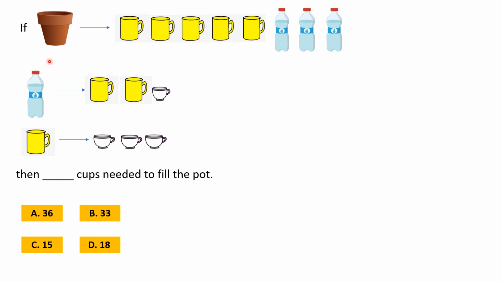Here we can see that the pot can be filled up with 5 mugs and 3 bottles. But the question says how many cups are needed to fill the pot. So let's first convert 5 mugs in terms of cups. 1 mug is equivalent to 3 cups. So 5 mugs are equivalent to 5 into 3 cups.